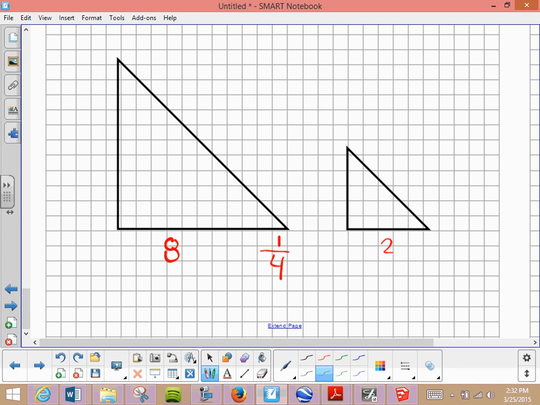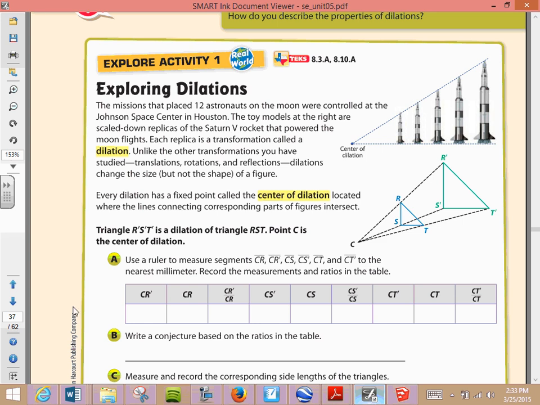Dilations aren't difficult, because you can actually prove it. You go 8 times 1 is 8. 8 divided by 4 equals 2. It's easier.